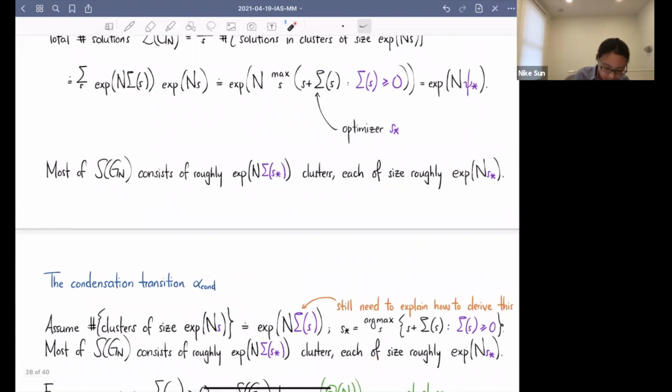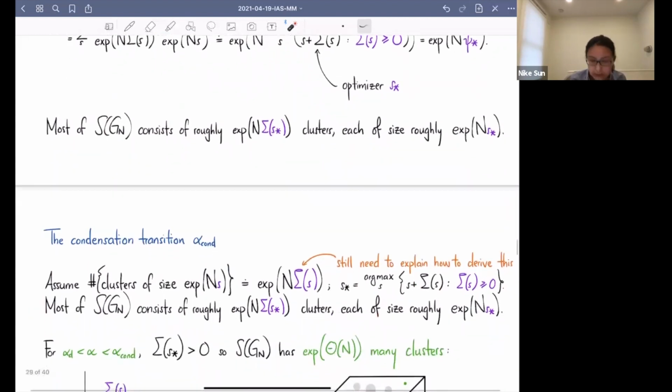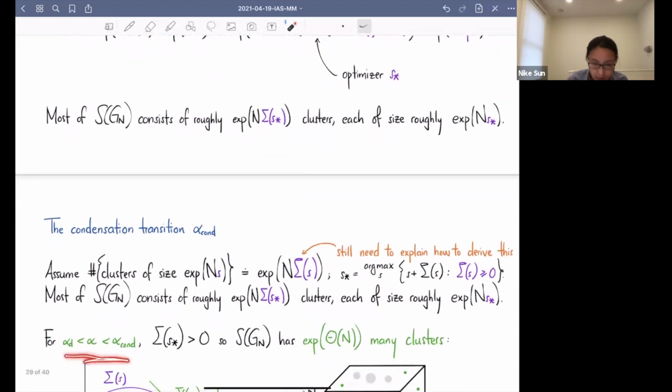So here I just repeated what I said above. There are two pictures that can happen. For alpha below Alphacon, what happens is that sigma of S star is strictly positive, and this corresponds to having a large number of clusters.